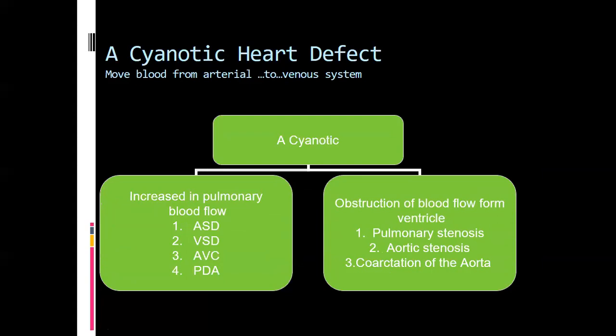First of all, this is the classification of acyanotic heart disease. We call it left-to-right shunting. It comprises, number one, ventricular septal defect, then atrial septal defect, atrioventricular canal defect, and fourth, patent ductus arteriosus, which is very important.